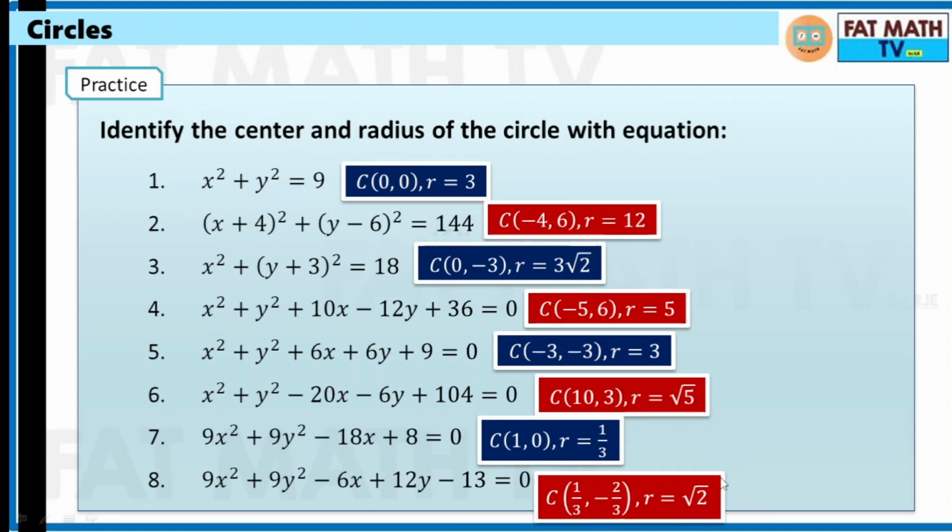So for the process, you just have to go to the previous examples and do the same process, and you will get these answers. So that's it for this video.